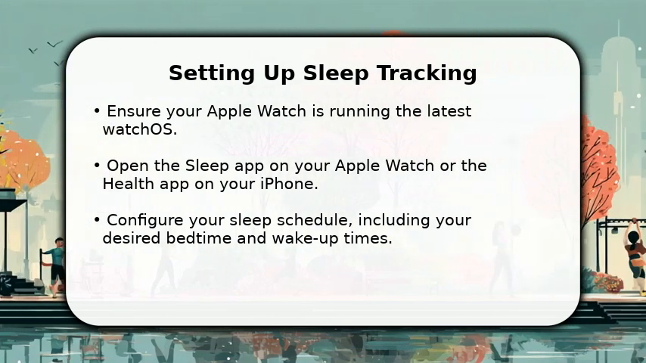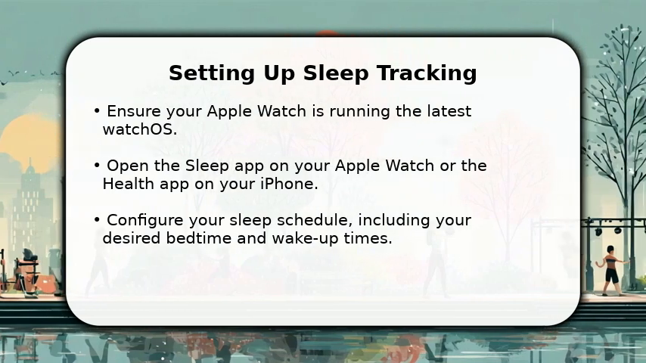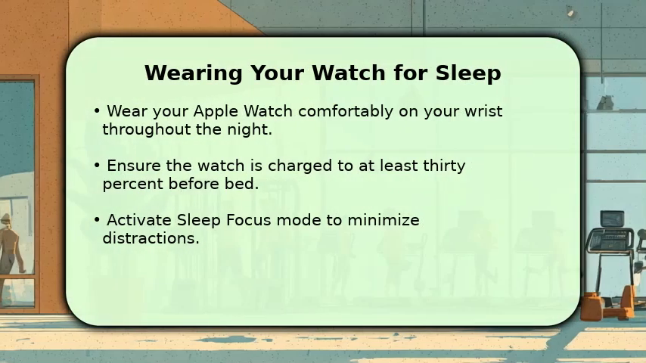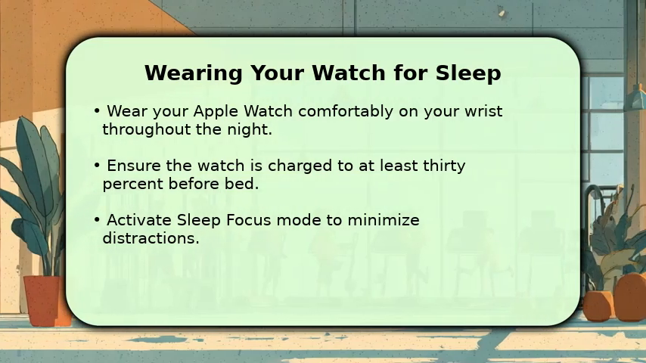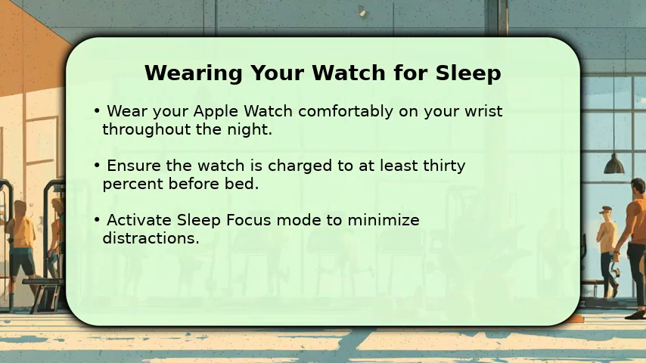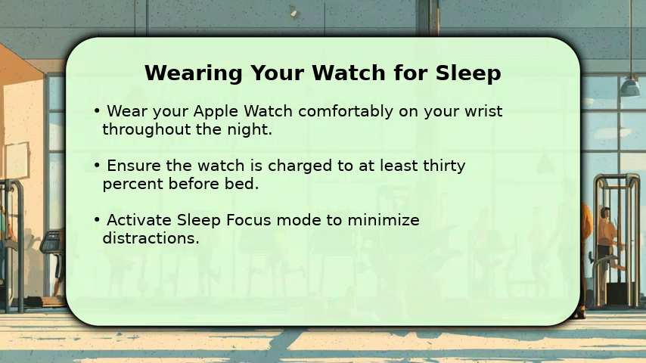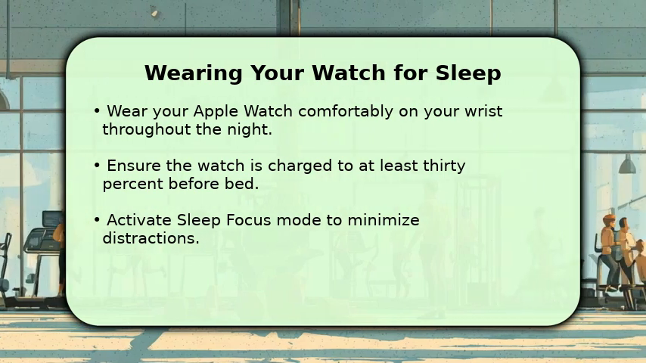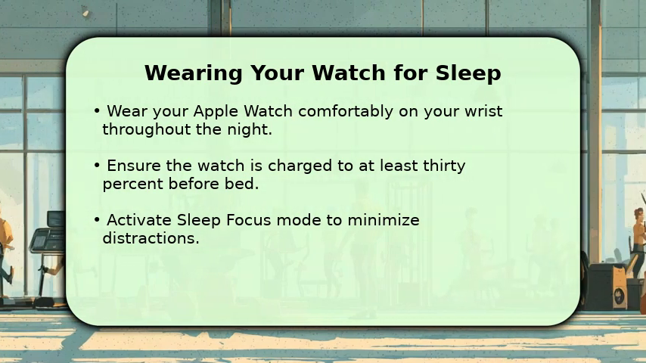Don't forget to enable Track Sleep with Apple Watch within the Health app settings to ensure accurate data collection. For accurate tracking, wear your Apple Watch comfortably on your wrist every night. It's crucial to have at least 30% battery life before you go to bed, so charge it up. Activating sleep focus mode will help minimize interruptions, ensuring a more restful night.